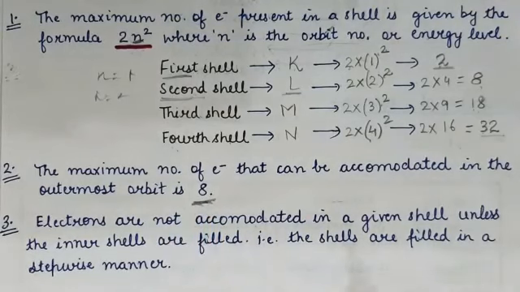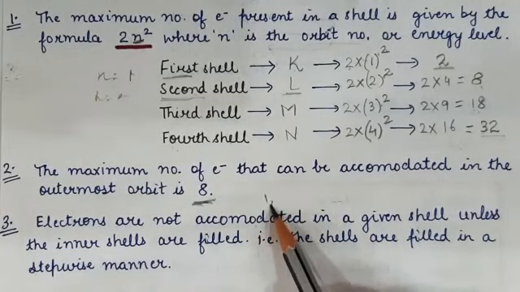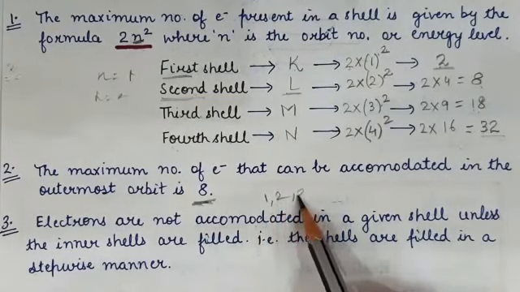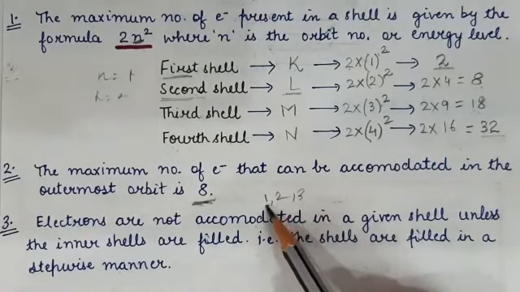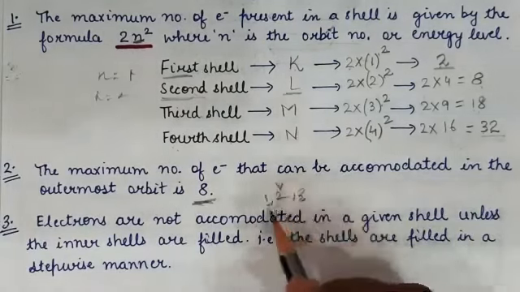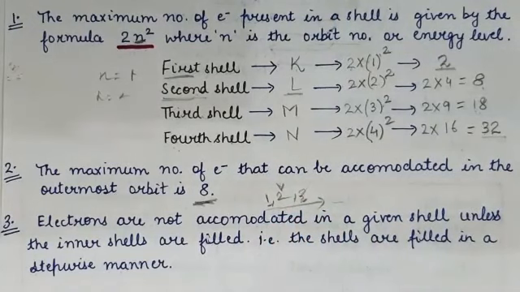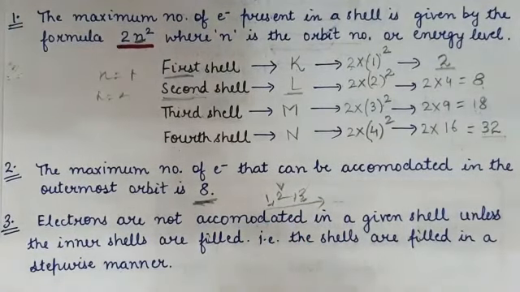And the third rule: electrons are not accommodated in a given shell unless the inner shells are filled. It means the shells will be filled in a stepwise manner. First, we fill the first shell, then the second shell, then the third shell. It does not mean you fill the first shell, then the third shell, then the second shell. No, it will go in a stepwise manner. So these are some of the rules for the electronic distribution in the different shells.